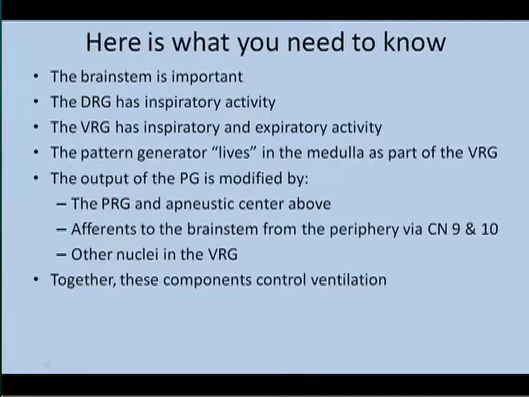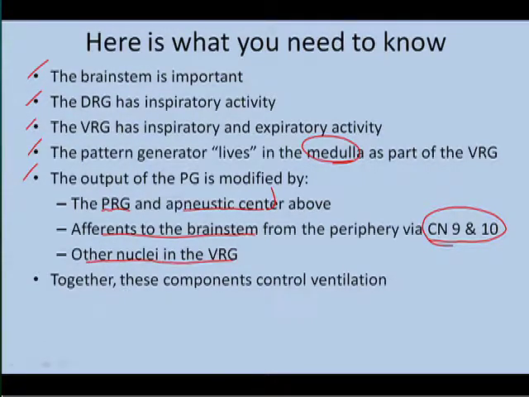To be more specific, here's what you need to know. The brainstem is important. The dorsal respiratory group has inspiratory activity. The ventral respiratory group has inspiratory and expiratory activity. The pattern generator lives in the medulla as part of the ventral respiratory group. The output of the pattern generator is modified by 1. The pontine respiratory group and apneustic center above, 2. afferents to the brainstem from the periphery via cranial nerves 9 and 10, and 3. other nuclei in the ventral respiratory group. Together, these components control ventilation.